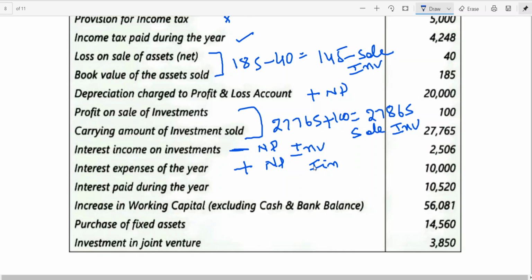Okay, interest paid, this is important, my dear friends. You can see 10,000 minus 10,520. Actually the expense is 10,000, but how much should I take for what is being called interest paid? This is interest expense of the year 10,000. This 10,520 has been paid. Maybe you might have paid previous year outstanding. See, for cash basis, we don't consider whether that payment is related to current year or previous year. These things I have explained to you in the basics.